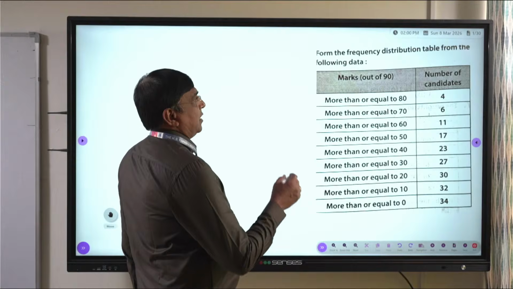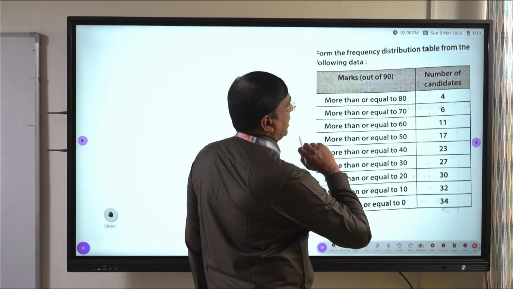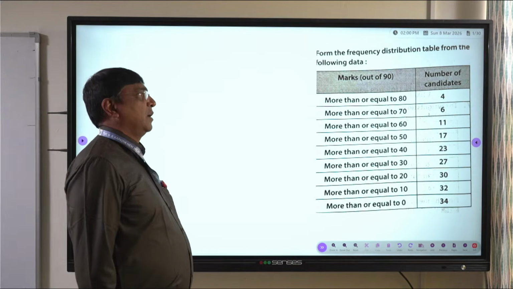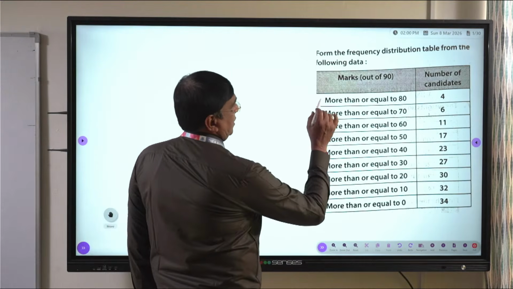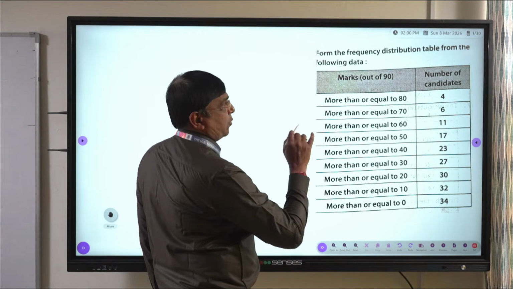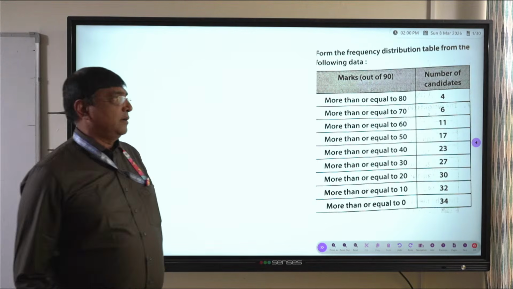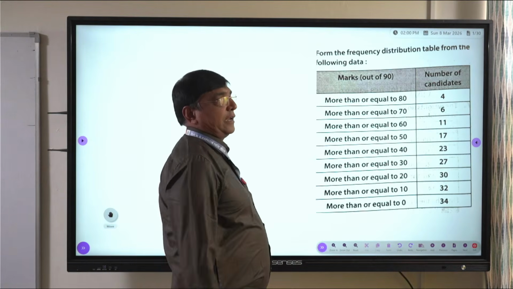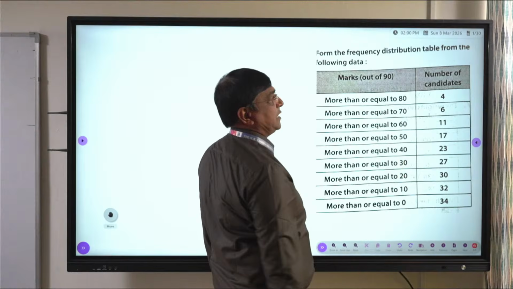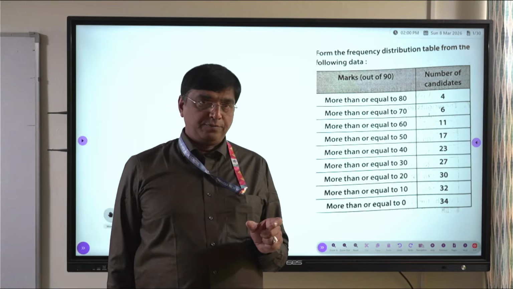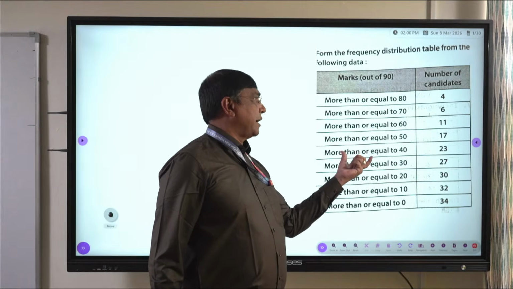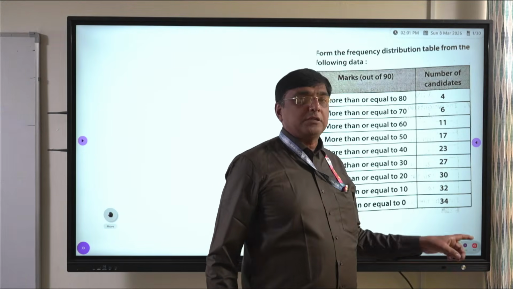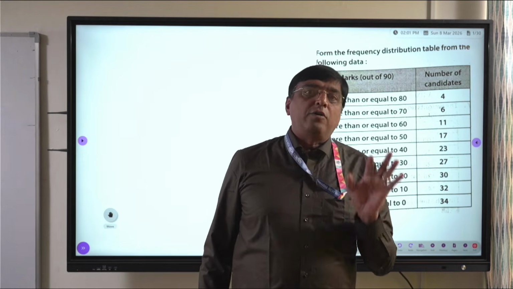If the data is of more than type, then how to solve this sum? First of all, if the data is more than type or less than type, then the second column, the number of candidates, is the cumulative frequency instead of frequency. You have to remember this. Again I repeat, if less than type or more than type of data is given, then the second column is always a cumulative frequency, not a frequency.